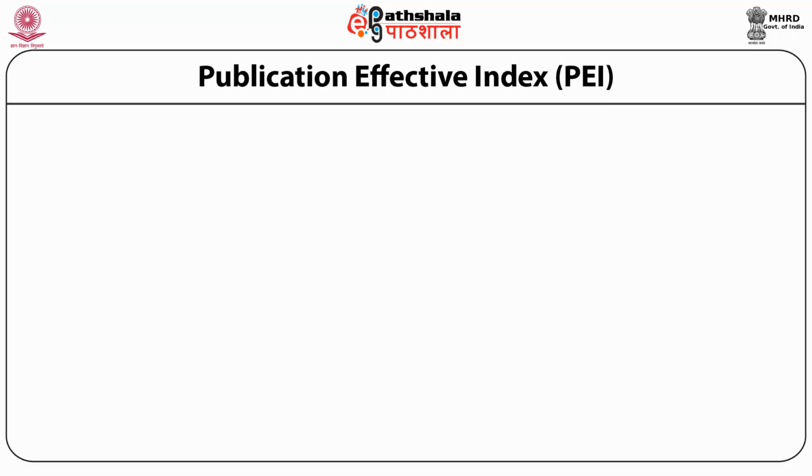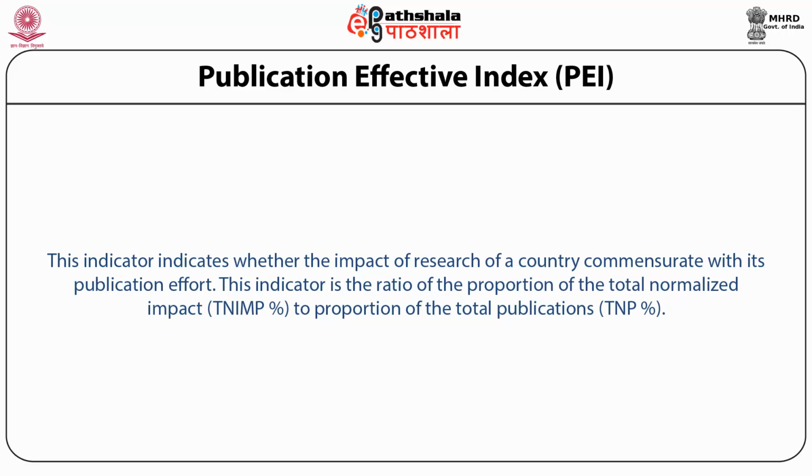Publication effective index. Publication effective index is also the same as relative citation impact. This indicator indicates whether the impact of research of a country is commensurate with its publication effort. This indicator is the ratio of the proportion of the total normalized impact (TNIMP percent) to the proportion of the total publications (TNP percent).